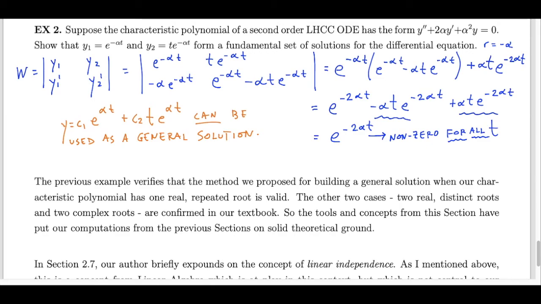As I pointed out at the beginning of this example, this is exactly the general solution which we were using in previous sections. So this calculation just confirms the fact that that general solution can be used in the appropriate context. As I note down here in this next paragraph, the other two cases, the case where we have real distinct roots and the case where we have complex roots, are addressed in our textbook. So if you take a look at section 3.6 in our textbook, you'll see the calculations that confirm that the solutions which we've been using can in fact be used as general solutions.